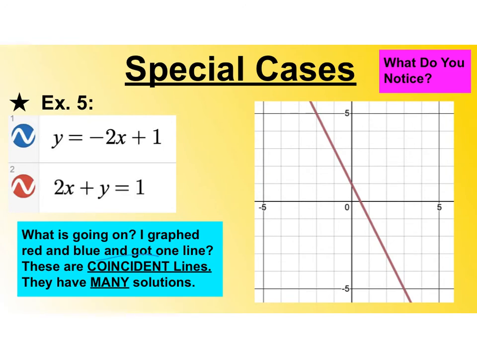These are called coincident lines, kind of like the word coincidence, and they are going to have many solutions. And it happens because they were the same exact equation when I rearranged it. They had the same slope and the same y-intercept this time.